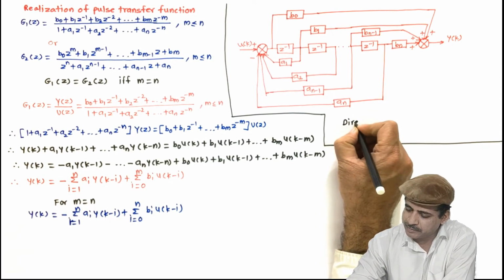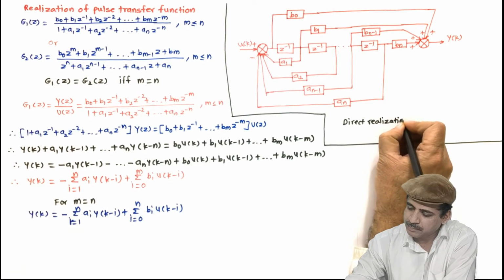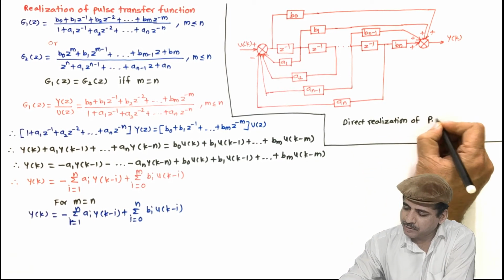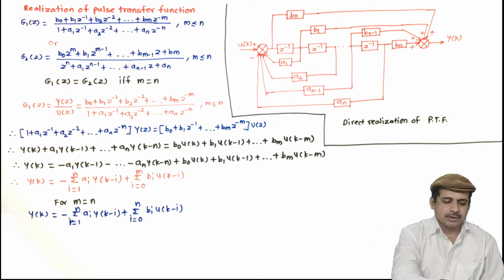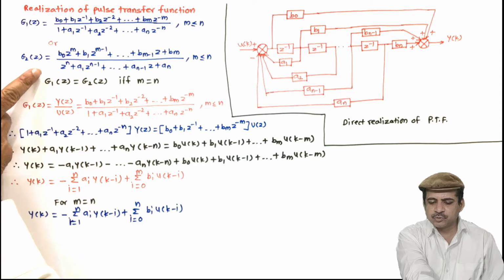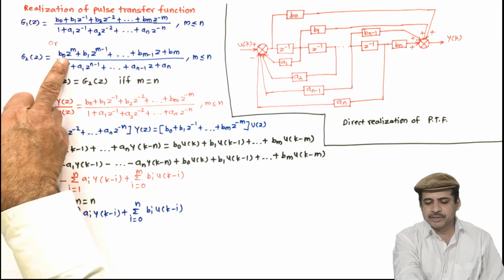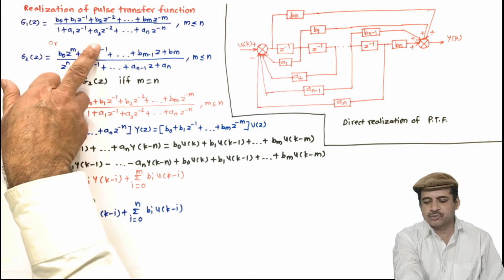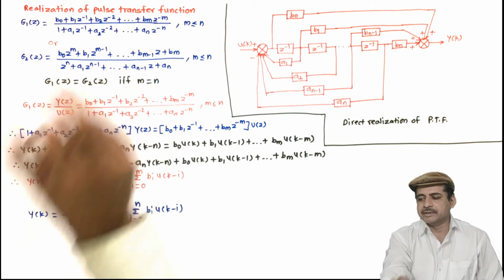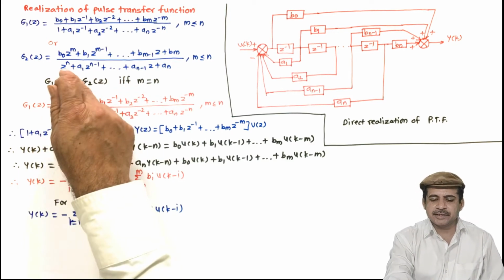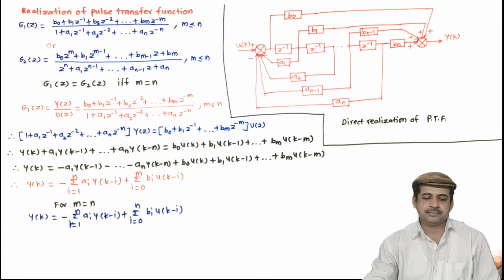I'll write it here: direct realization of pulse transfer function, which is also called direct programming. Now if you consider this transfer function with m equal to n, this will be b0 z raised to n plus b1 z raised to n minus 1, and so on up to b n minus 1 z plus bn. So let us see, if the transfer function is in this form, how to get the same structure.